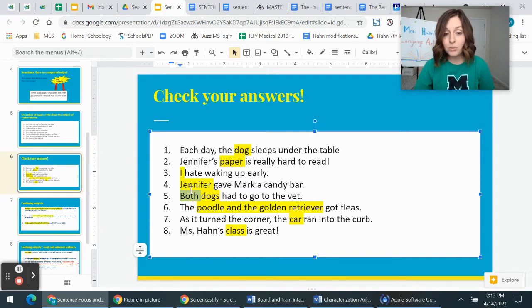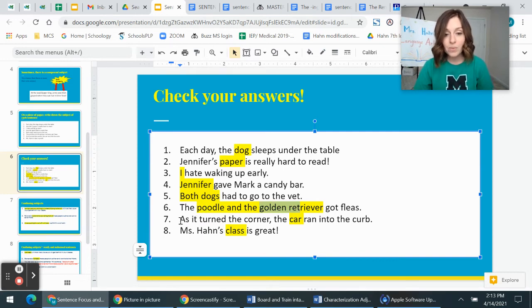Number five, both dogs had to go to the vet. Well, both really is the subject, or I would accept both dogs because both are doing the action of going. Number six, the poodle and the golden retriever got fleas. Again, the action is got, and both the poodle and the golden retriever got. So in this case, unlike number four, both words here, golden retriever and poodle, are the subject.